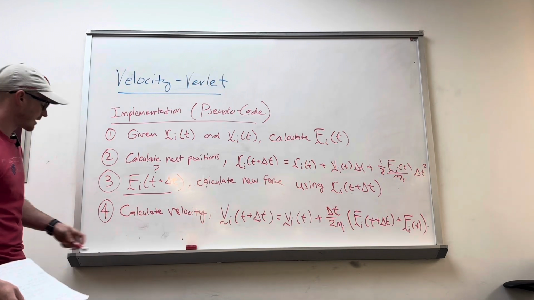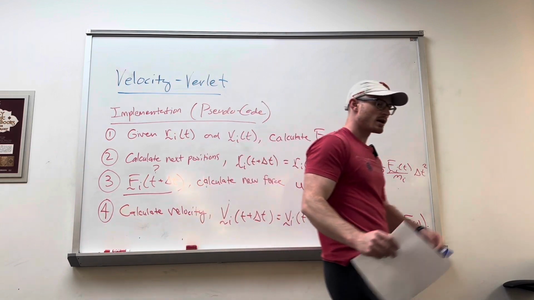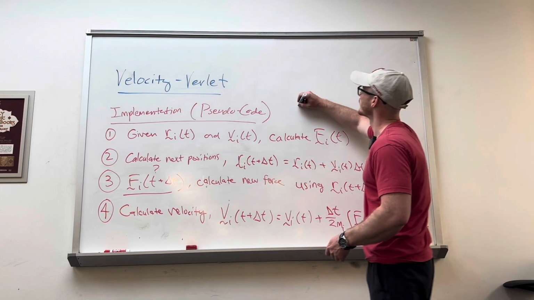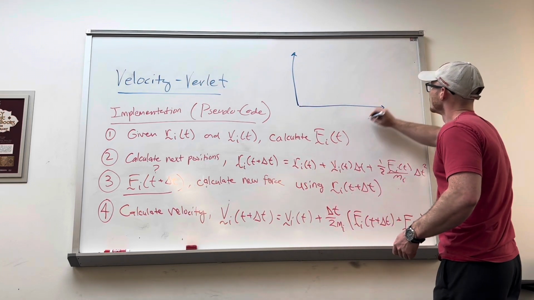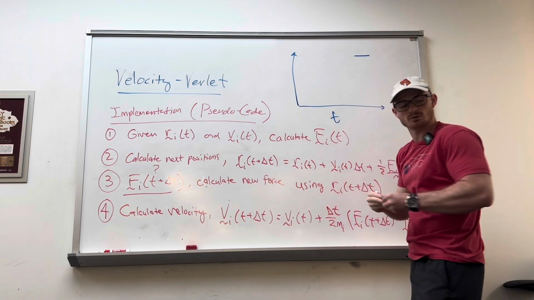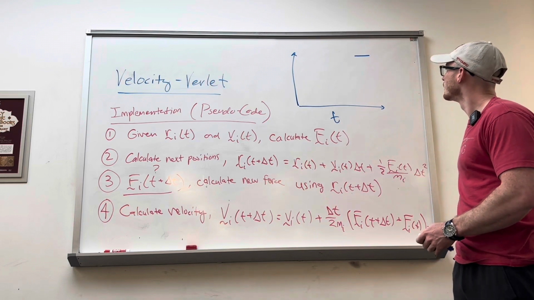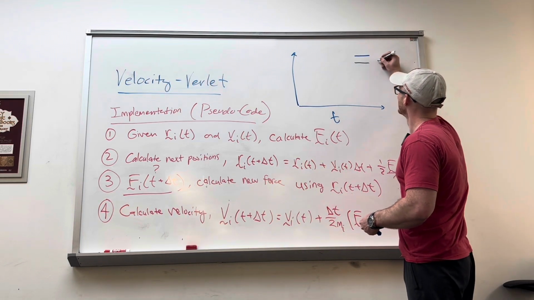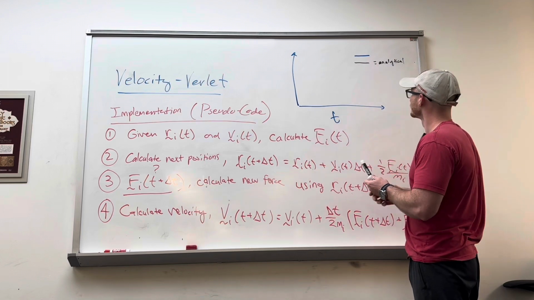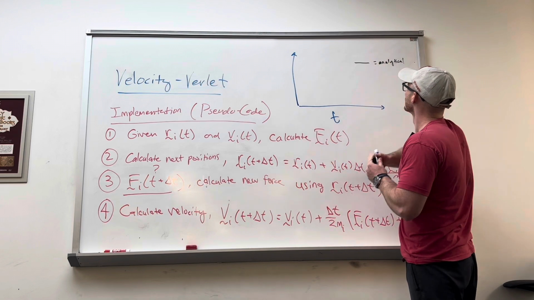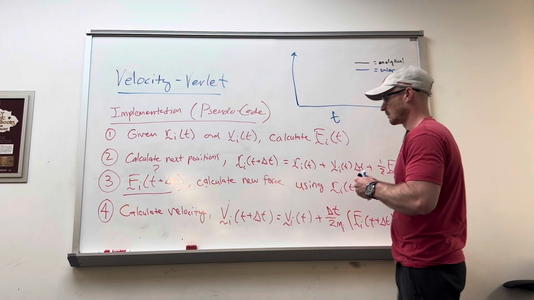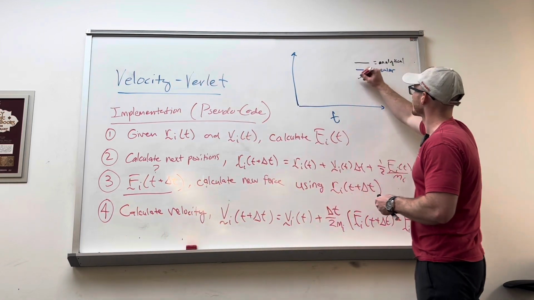Now what you're going to find, unlike the Euler algorithm, is that the Velocity-Verlet actually has really excellent long-term energy conservation in time. So what we're going to see, I'll make a little legend here. Use a couple different colors. So we'll have black be our analytical solution. We'll have blue be our Euler, and red be our Velocity-Verlet.